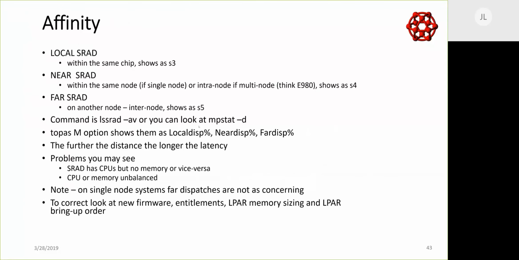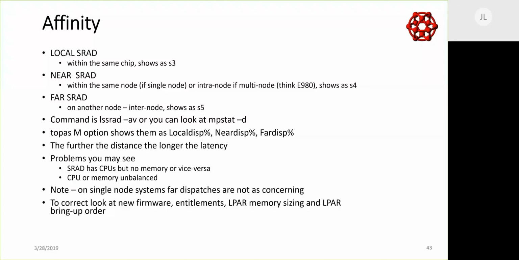So in terms of affinity, there is a difference in performance when something's running on a core as to whether it's getting its memory from that chip, from the same processor board, from a different socket, or from a different node. And depending on the box, you'll hear them referred to as local, near, and far SRADs. So on an 814, which is a single processor board, local is the same chip. Near is actually the same socket, and far would be a different socket, but it doesn't have a different socket. So you would always see 0 there.